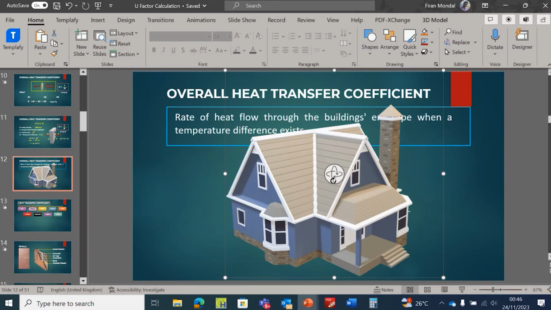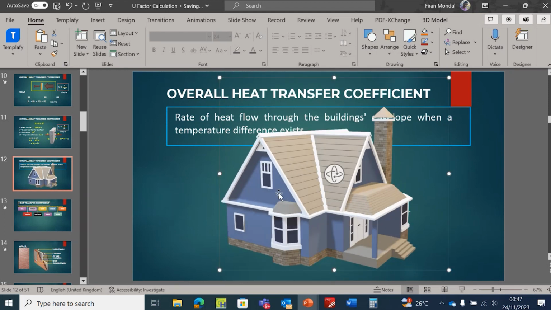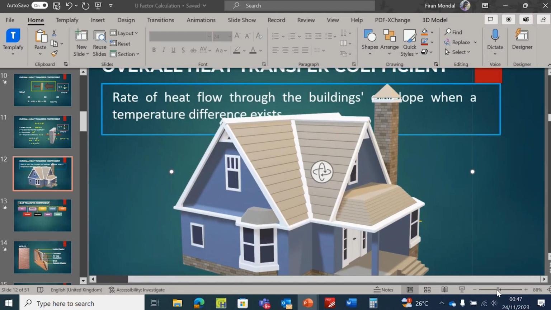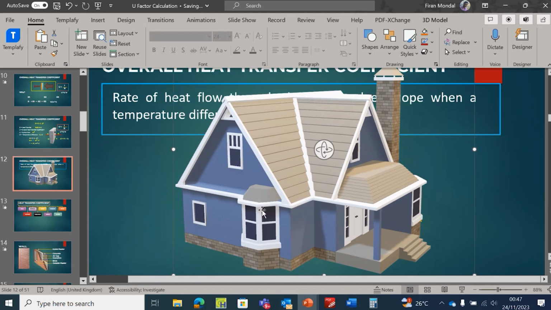Now this is an example of a building. Let's see its envelope. So this is the building, and these portions are the wall. We can slightly make it big so that we can understand. So these are the wall, and this is a window. Here is also a window. And this portion and this portion, these are shades. And this is the roof.